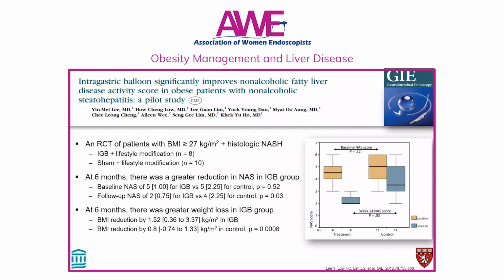So what's the data on intragastric balloon and fatty liver? Here's an RCT from Singapore looking at patients with a BMI of at least 27 and histologic NASH. They randomized patients into balloon plus lifestyle modification or sham plus lifestyle modification. At 6 months, there was a greater reduction in NAS in the balloon group. Specifically, while the baseline NAS was similar between the two groups at the beginning, 5 and 5, at 6 months, the follow-up NAS was 2 in the balloon group compared to 4 in the control group.